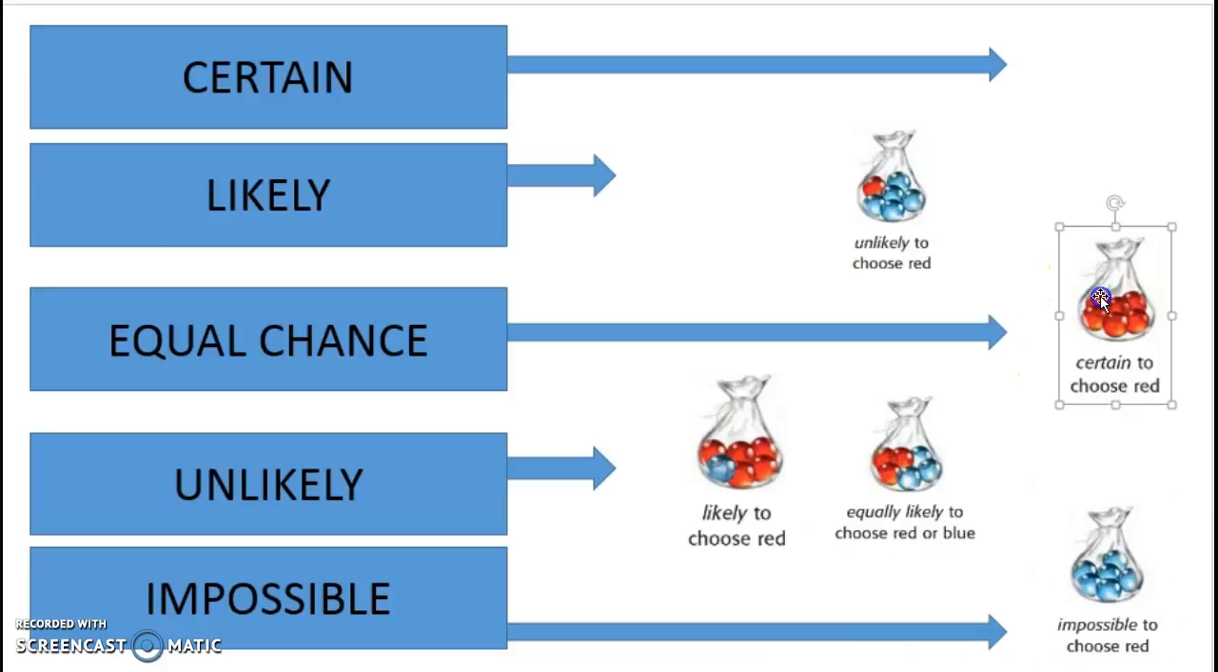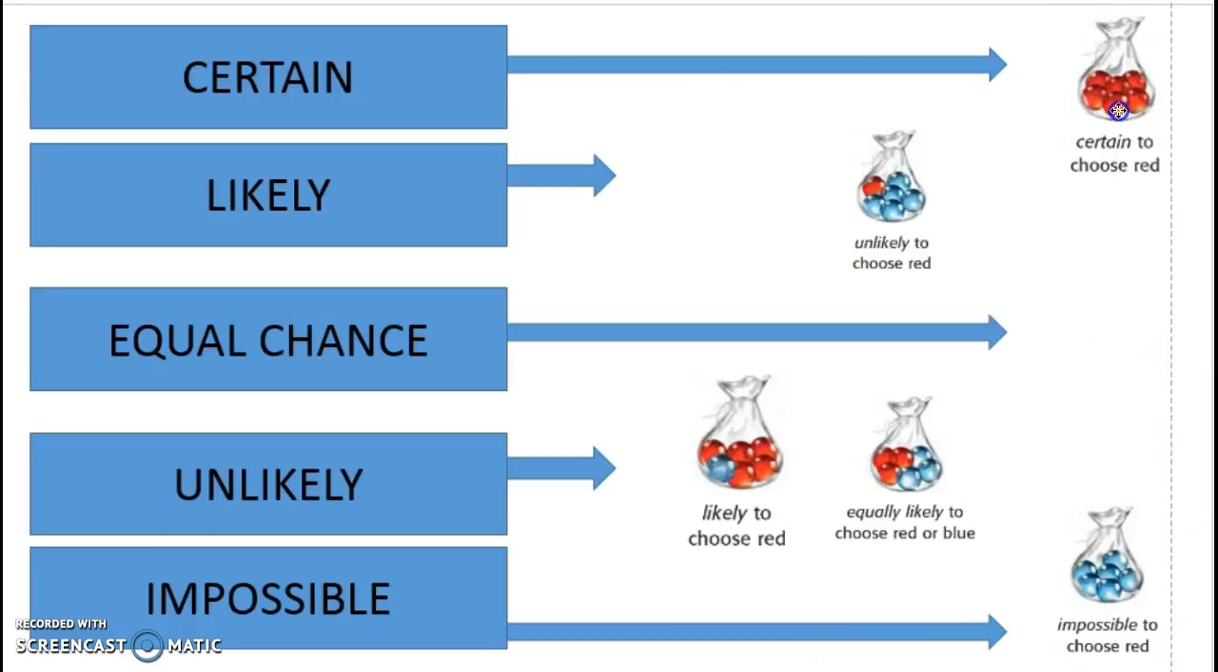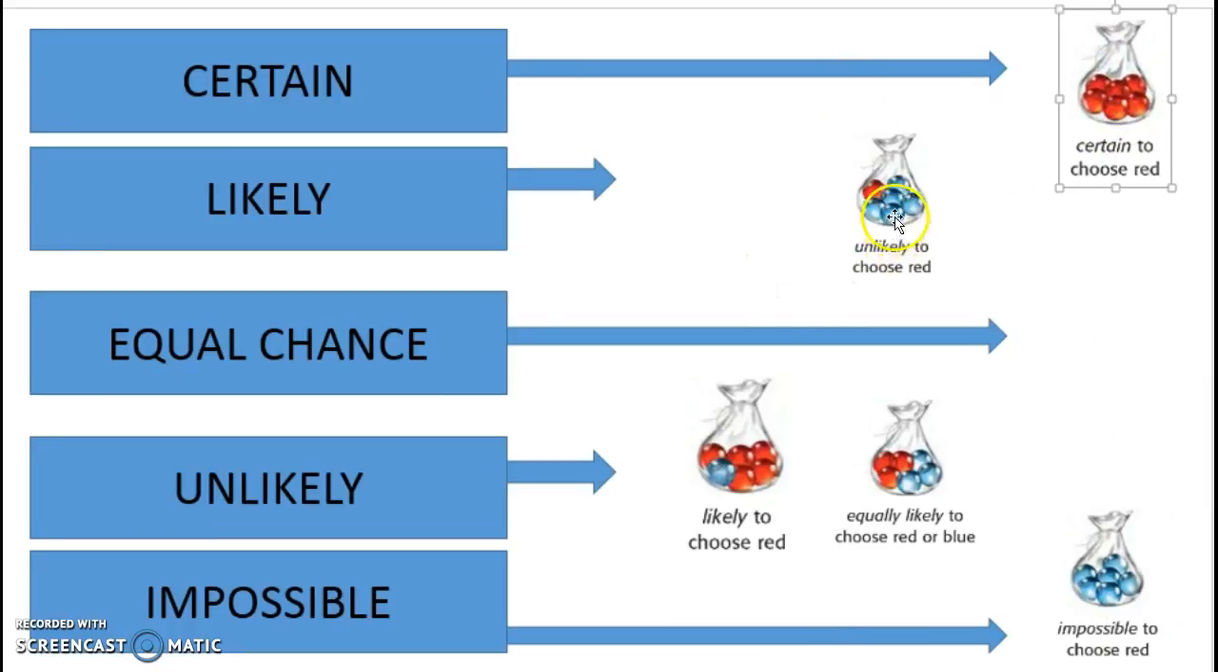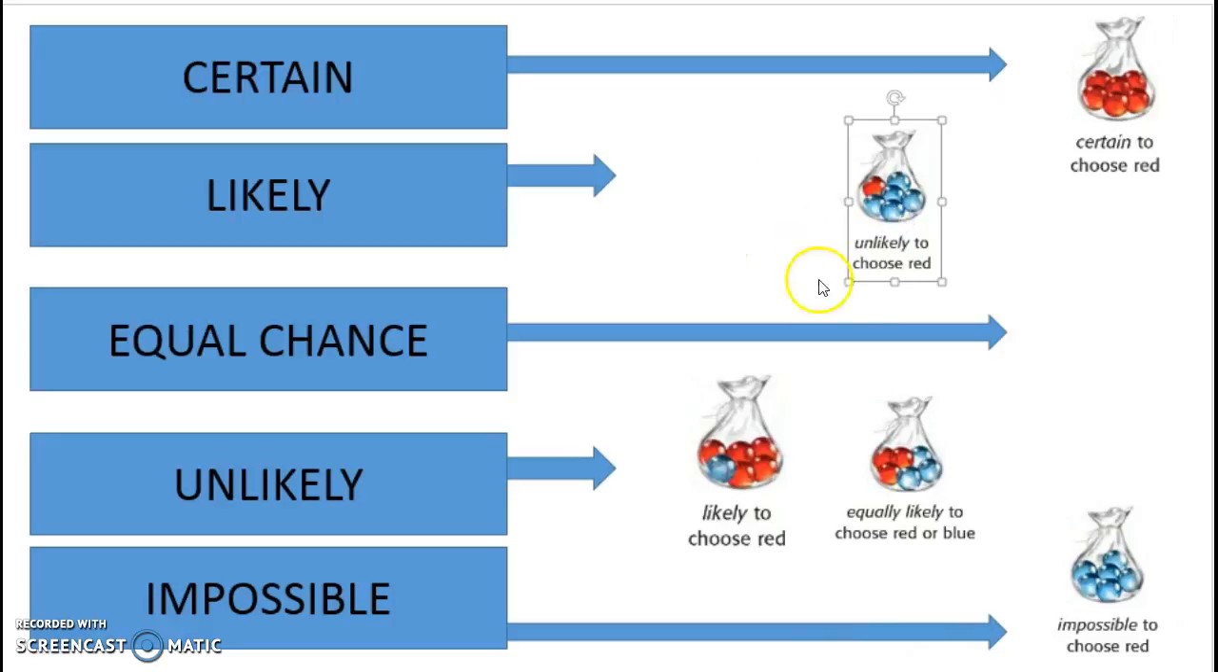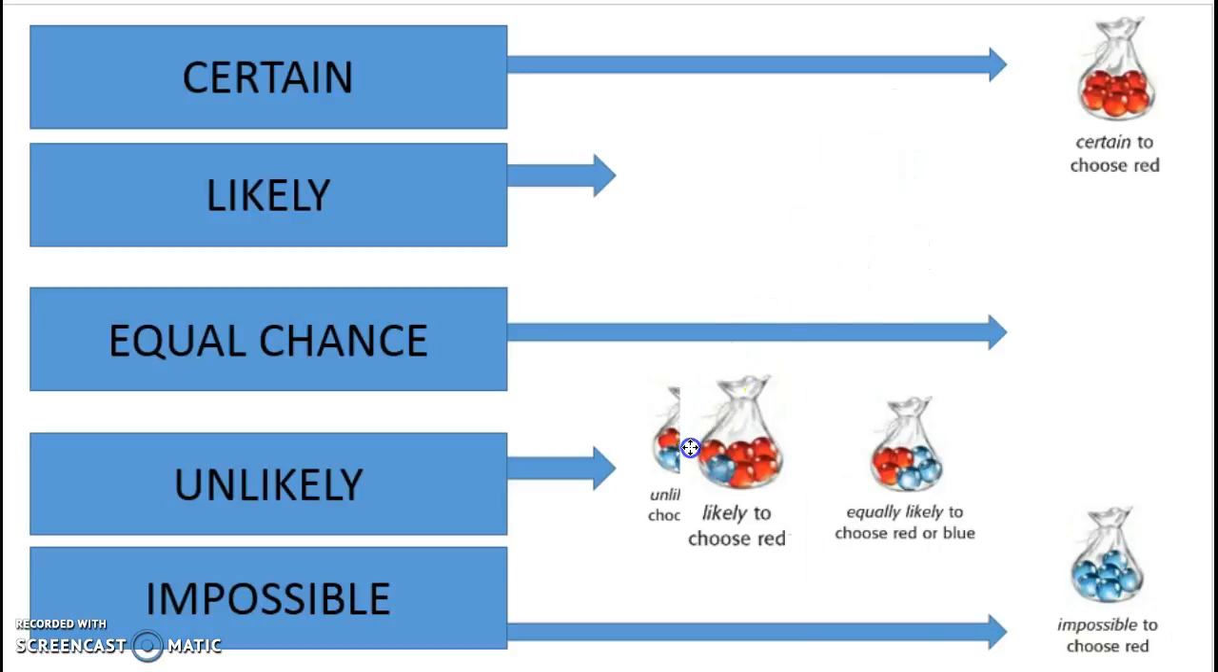If I look at this bag here, you can see that they are full of red marbles. The event is to choose red. Well, it's definitely certain that I'm going to choose red because there's only red marbles in there. If I look at this bag of marbles here, the event is to choose red, but there's only one little red marble in there amongst the 5 other blue marbles. So there's a small chance I'll choose that red marble, but it's pretty unlikely. So I'm going to move that down to unlikely.